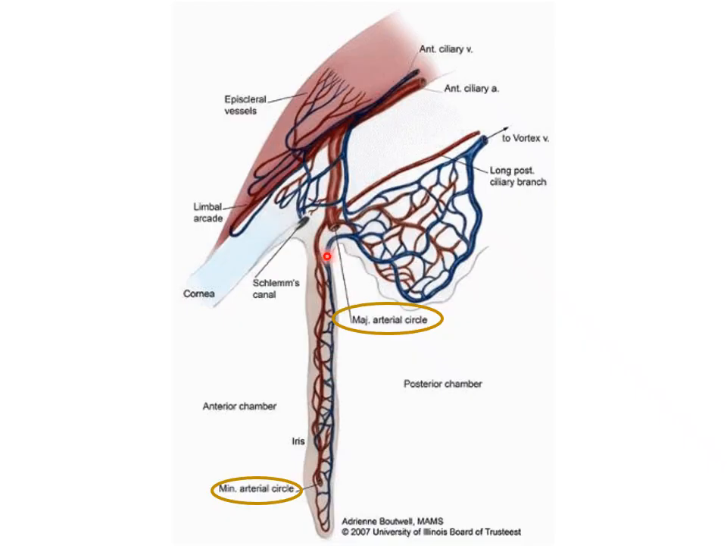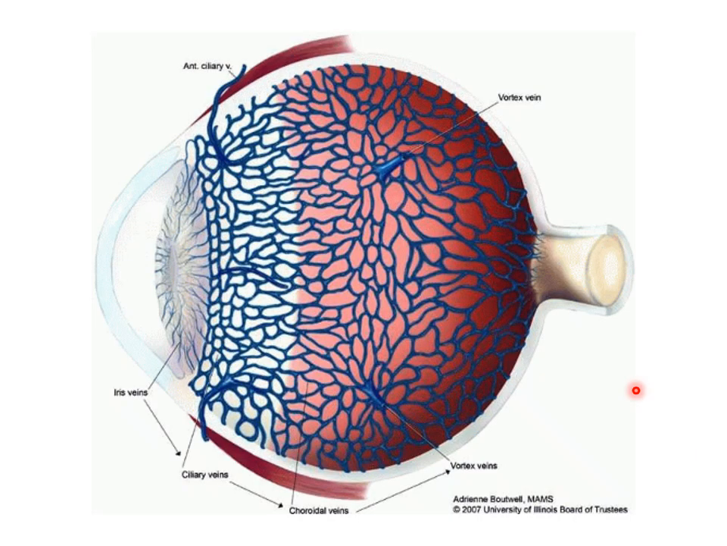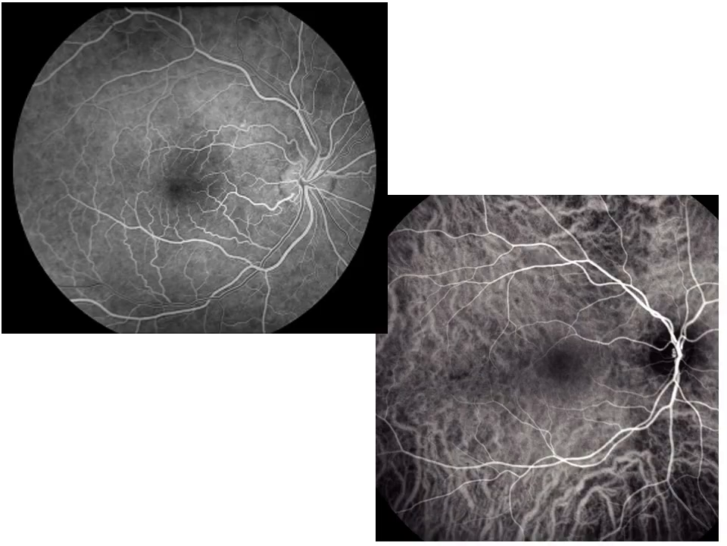They travel along the iris and form another circle at the pupillary border, and this is known as the minor arterial circle. So major and minor arterial circle are the anastomosis between the anterior ciliary artery, branches of the muscular artery, and the posterior ciliary arteries. And venous drainage corresponds to the arteries, okay, and ultimately goes into the vortex vein, which ultimately goes into the inferior ophthalmic veins.